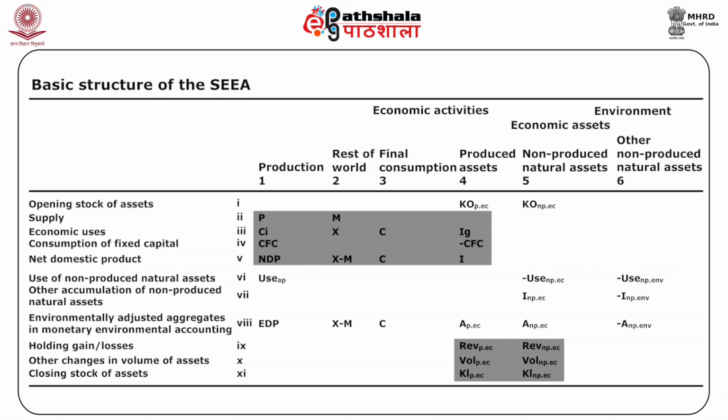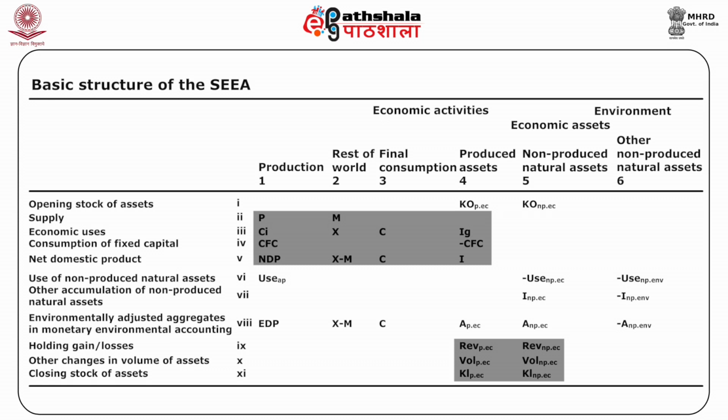Now the entries in column 4, if you concentrate, are the consumption of fixed capital, which appears as a negative item, and when this is deducted from the gross investment IG, we obtain net investment I. Row 5 gives the national accounts identity, which is NDP equals exports minus imports plus consumption plus investment. Rows 9 and 10 include various changes that affect the stock of produced and non-produced assets, such as adjustments to account for changes in prices of assets, destruction of assets due to natural disaster, and so on.